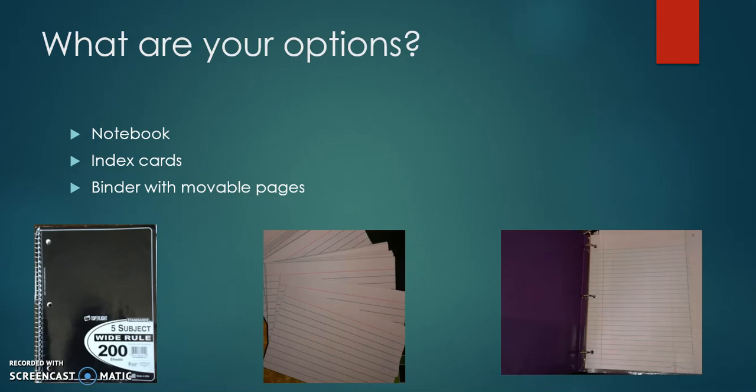Some students like to make a hole through the top and put a ring through it. The binder with movable pages is also a good idea in case you want to move pages around to put words in themes or in groups. So each one kind of has their own pros and cons. It's up to you to decide.